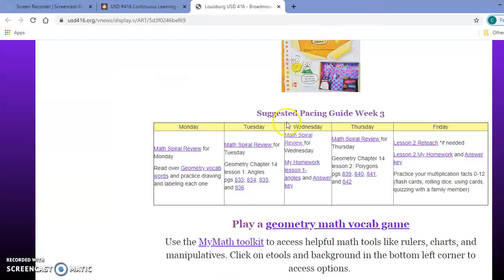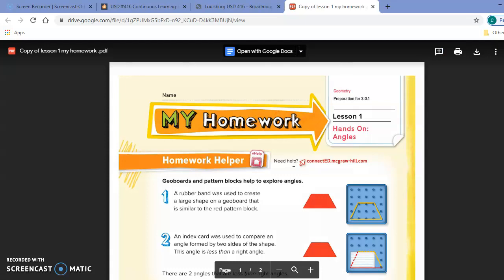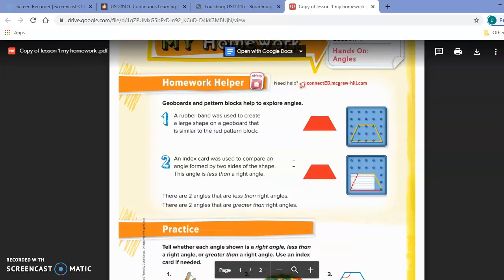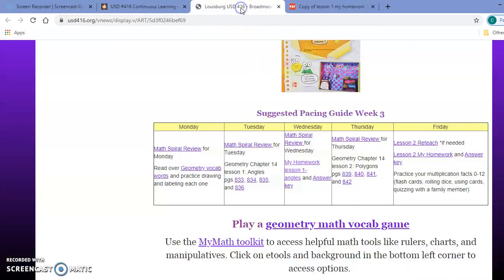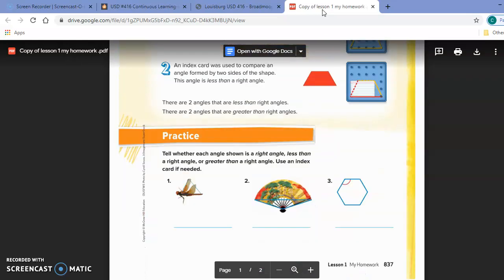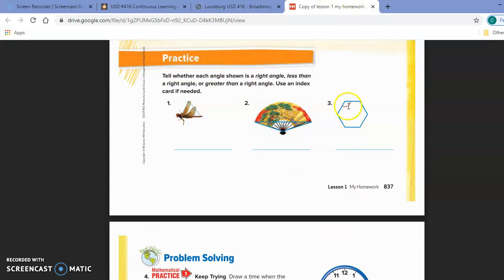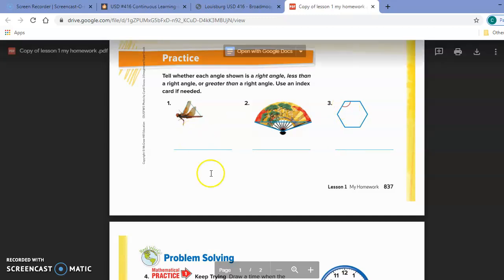And then next we have the My Homework page for Lesson 1 that we did yesterday over angles. This My Homework page has a little review here at the top. Remember, on the website you can go to the Math Toolkit to get the geoboard if you need it, or the shapes. You can use that same note card you used yesterday or piece of paper, whatever you had a square corner with. And you have a few practice ones right here looking at the different angles to figure out if they are right angles, less than a right angle, or greater than a right angle. You'll write on the lines.